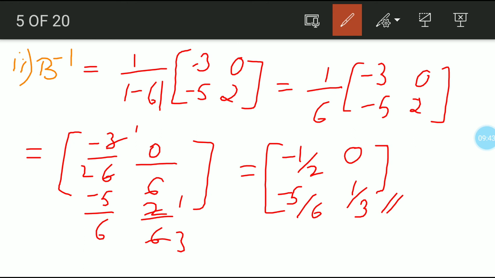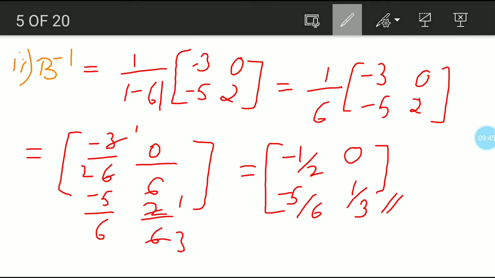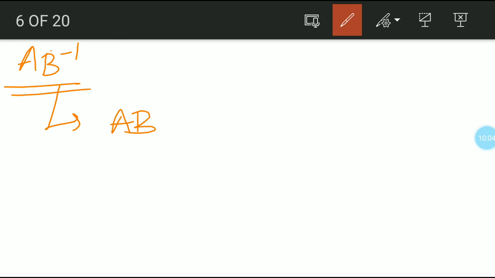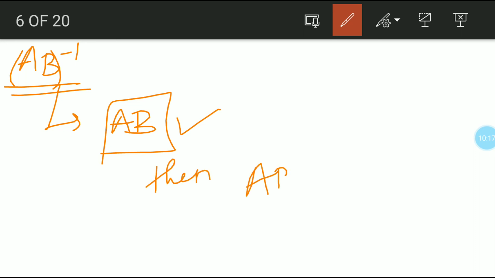Okay, now we will see AB whole inverse. But before finding AB whole inverse, we have to find one more important component, because that will be easy when you are doing this AB inverse. So that is AB. If we find AB, then finding AB's inverse would be easier for us. So that's why first we will find this, then the second step we will proceed with AB whole inverse.